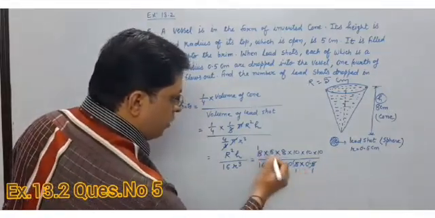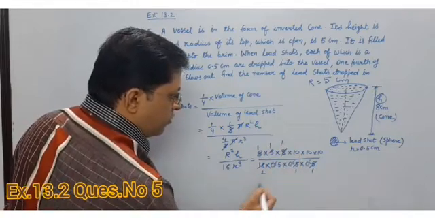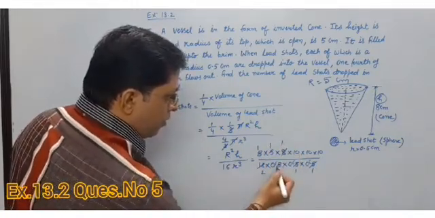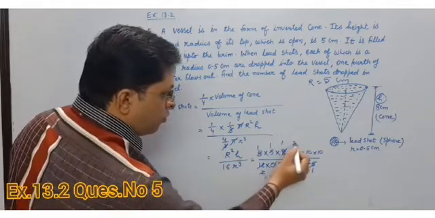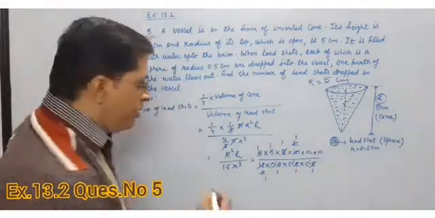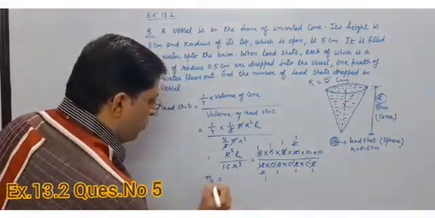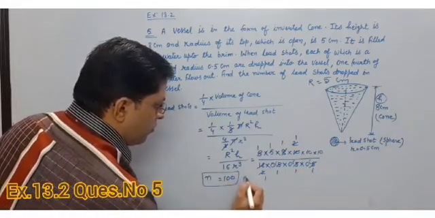5 ones are 5, 5 ones are 5. 8 ones are 8, 8 twos are 16. Okay, 5 ones are 5, 5 twos are 10. 2 ones are 2, 2 ones are 2. 10 tens are 100. The number of lead shots will become 100 and this is your answer.